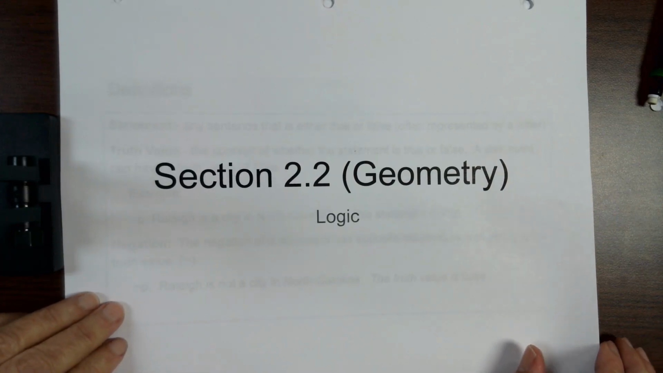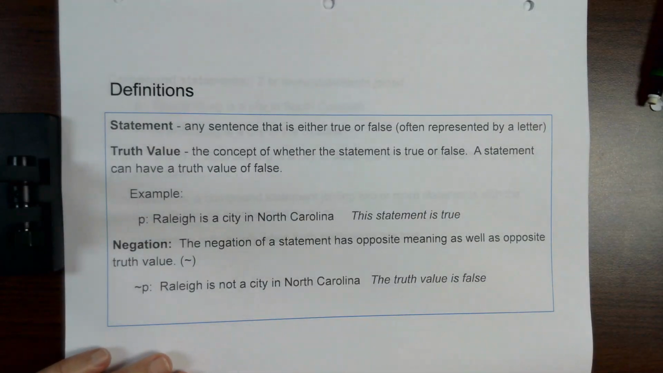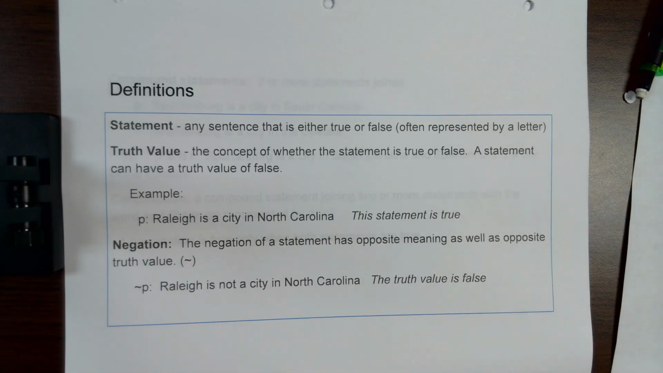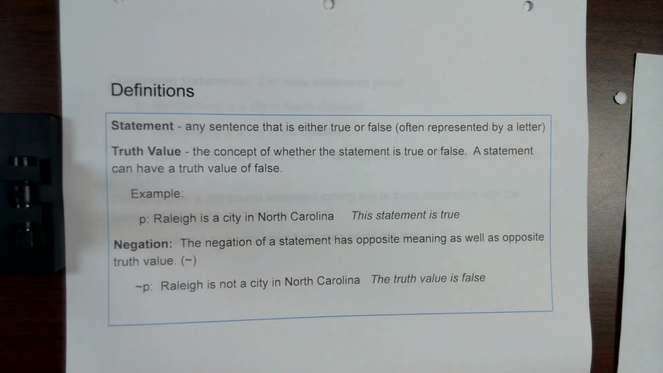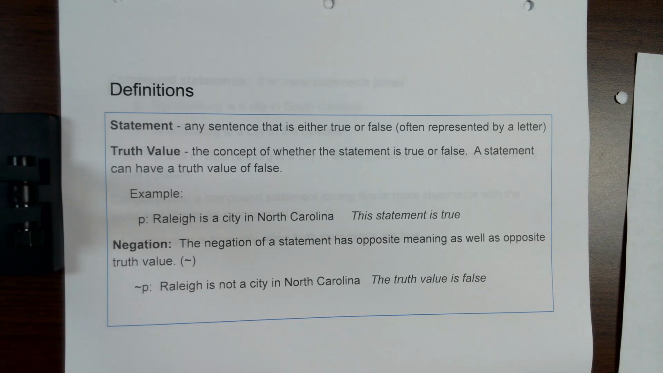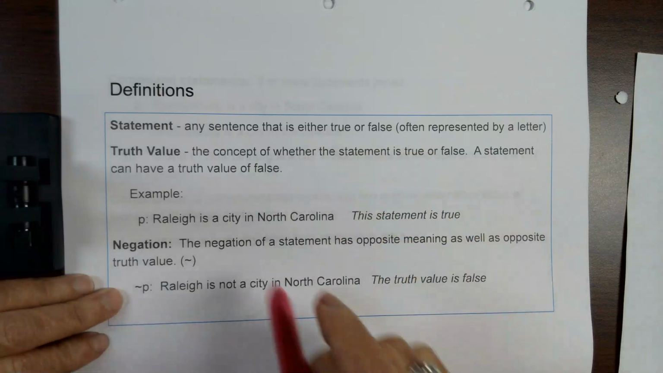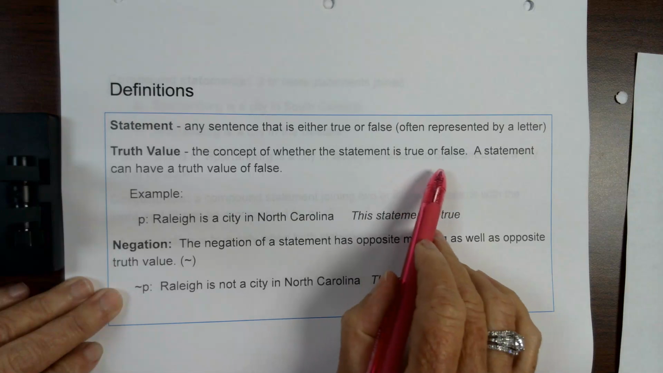Section 2.2 involves logic. We're going to talk about a few definitions first so that when we're discussing, everything makes sense. A statement is any sentence that is either true or false. It is often represented by a letter. Truth value is the concept of whether the statement is true or false.